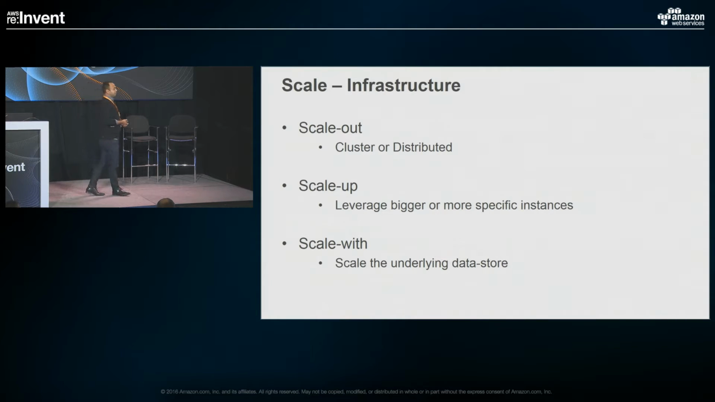There's a scale-up pattern where you can move to bigger instances. For example, if you're running on M3 4XL, you can move to M3 8XL. If you go from M3 to R3, the characteristic changes. The last one is the principle called scale wide.